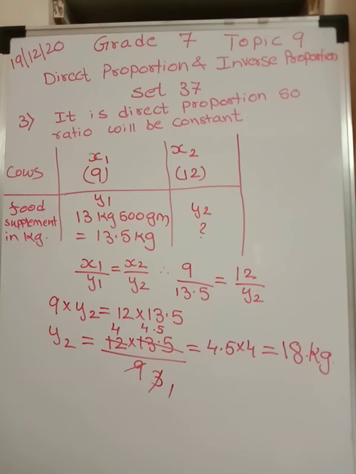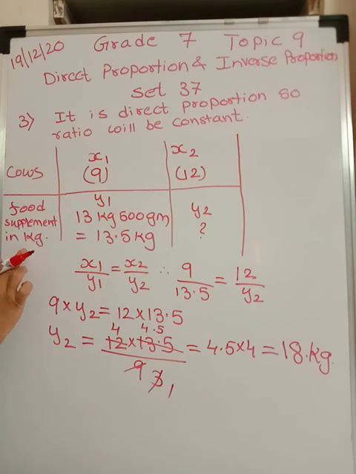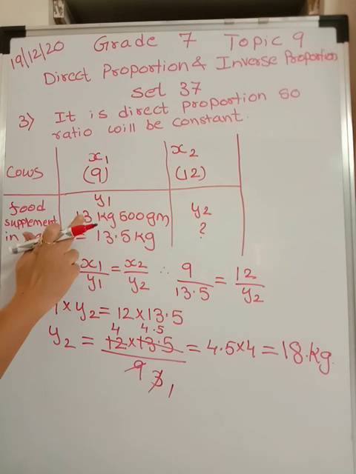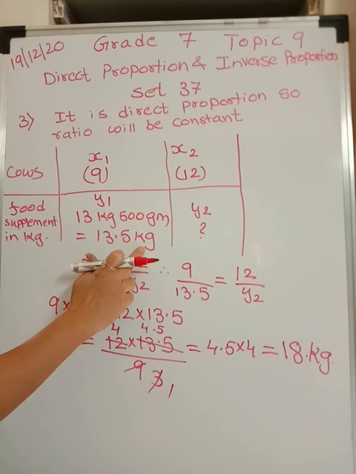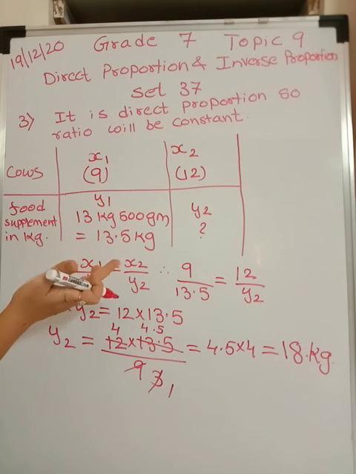Now look at the third problem. The number of cows is increasing from 9 to 12. So the food supplement in kg, with more cows, they will require more. So they are in direct proportion. Now 13 kg and 500 grams, that means 13.5 kg, because 500 grams is half a kg. So 13.5 is 13 and a half kg.